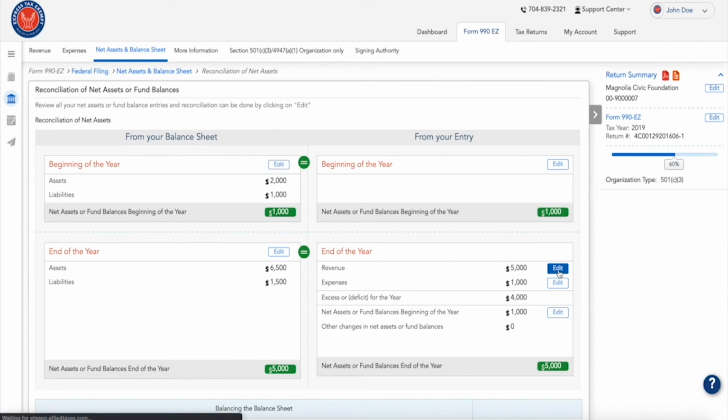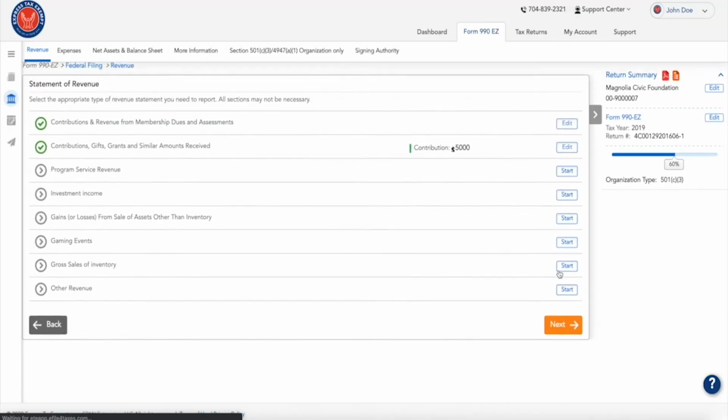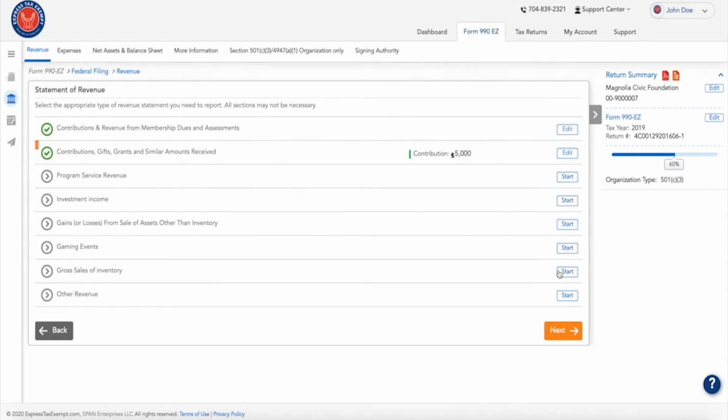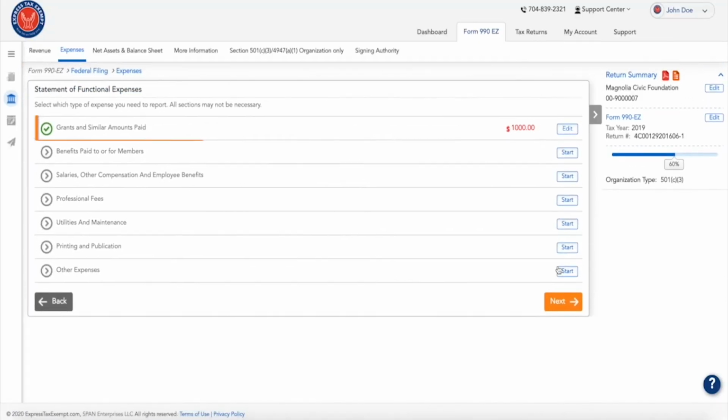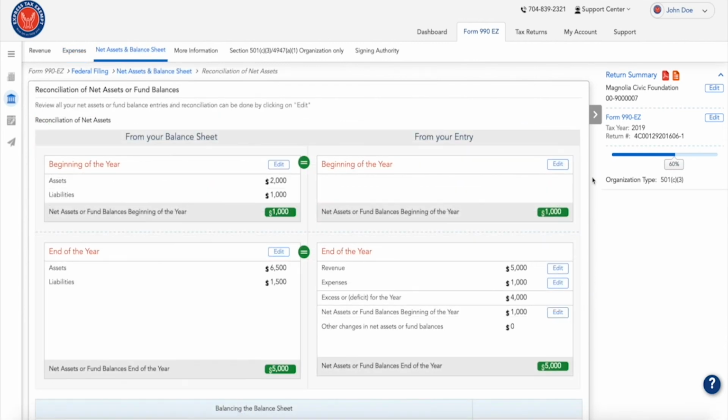For further understanding of your balance sheet entry, your end-of-year revenue stems from your statement of revenue entry, such as your contributions, gifts, grants, and similar amounts received, whereas your expenses stem from your statement of functional expenses. This is where you can correct your end-of-year entries to reconcile your net assets.